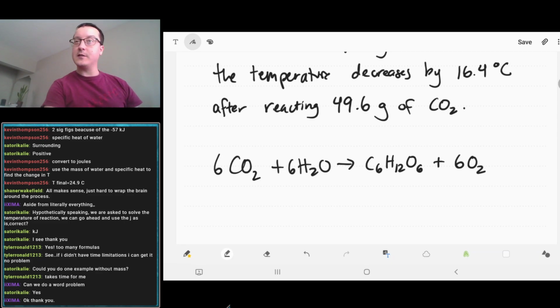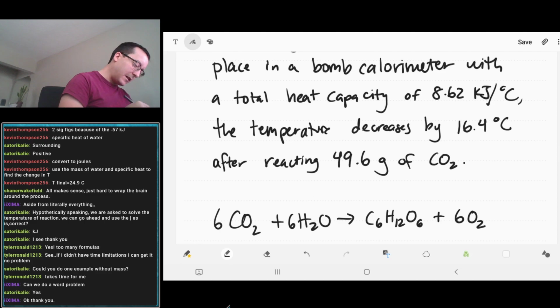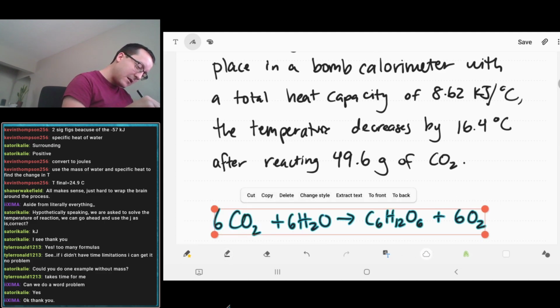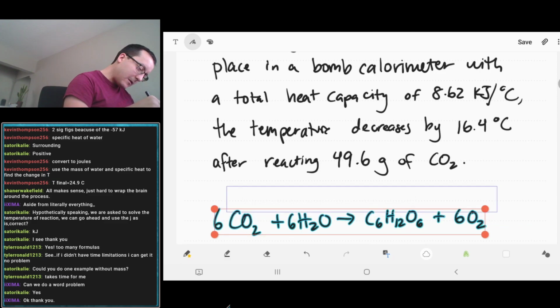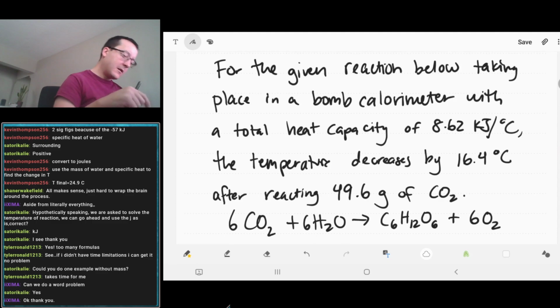We're going to do some photosynthesis here. Let me move this up a little bit so we can see the whole question at once. Oh, that is so cool. Boom, question. Here we go.